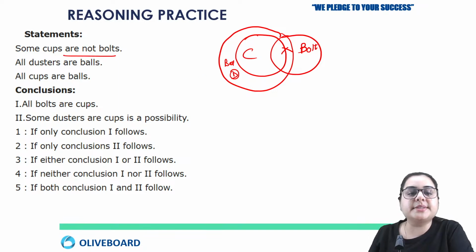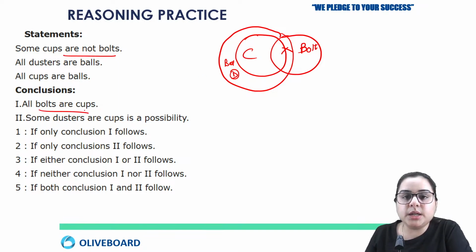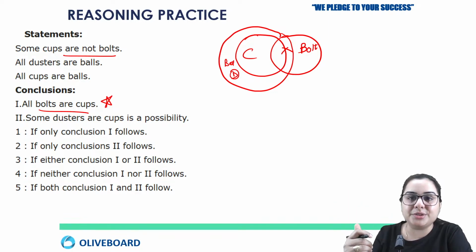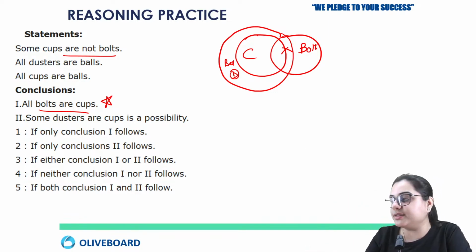Now the first one is that all balls are cups. Is that true? That can happen. This is the doubtful one. But one conclusion is doubtful, the other is a conclusion of possibility. I never mark either-or between a certain and an uncertain conclusion. So that's the reason we are going to take it as wrong.